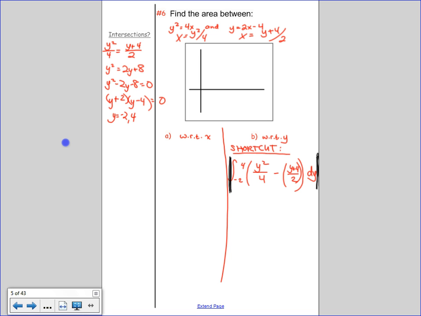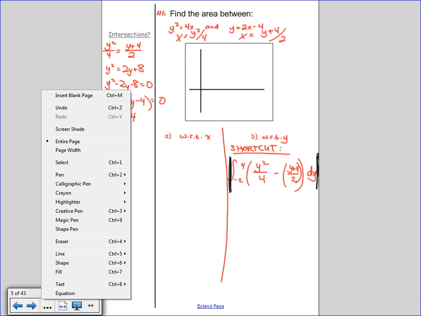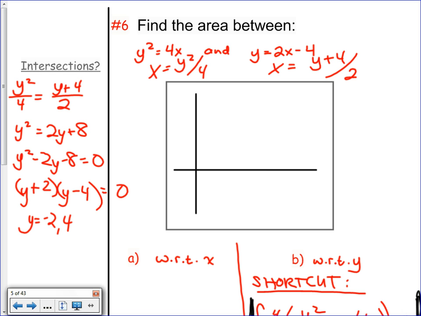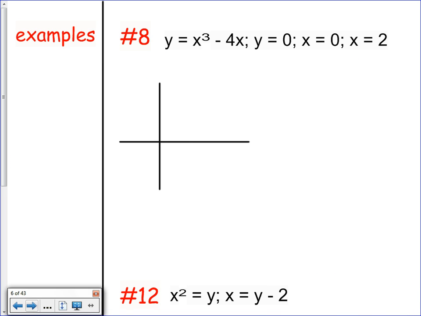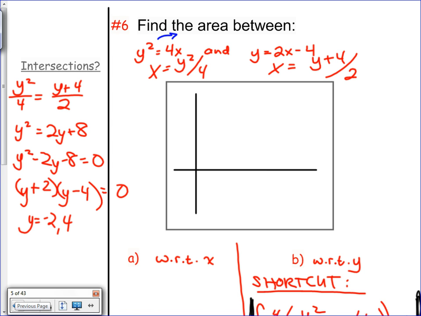Anyway, if I have y squared equals 4x, if I was to do it with respect to x, I'd have to say y is equal to plus or minus the square root of 4x. Over here I have y already by itself, which is why some of you might have thought dx, but that's not a good idea.